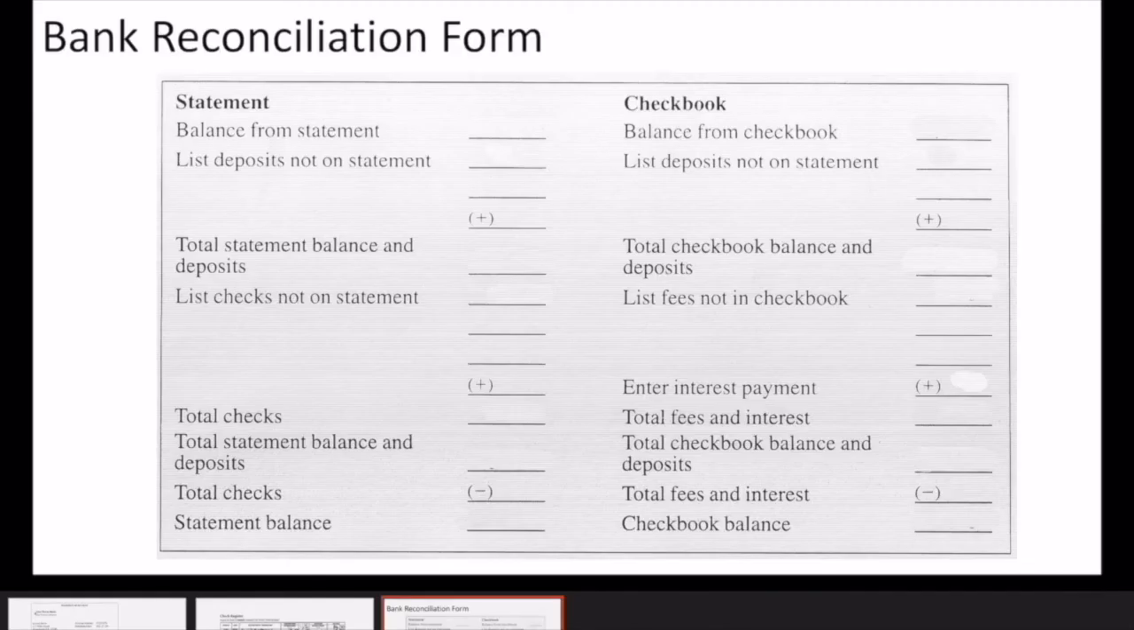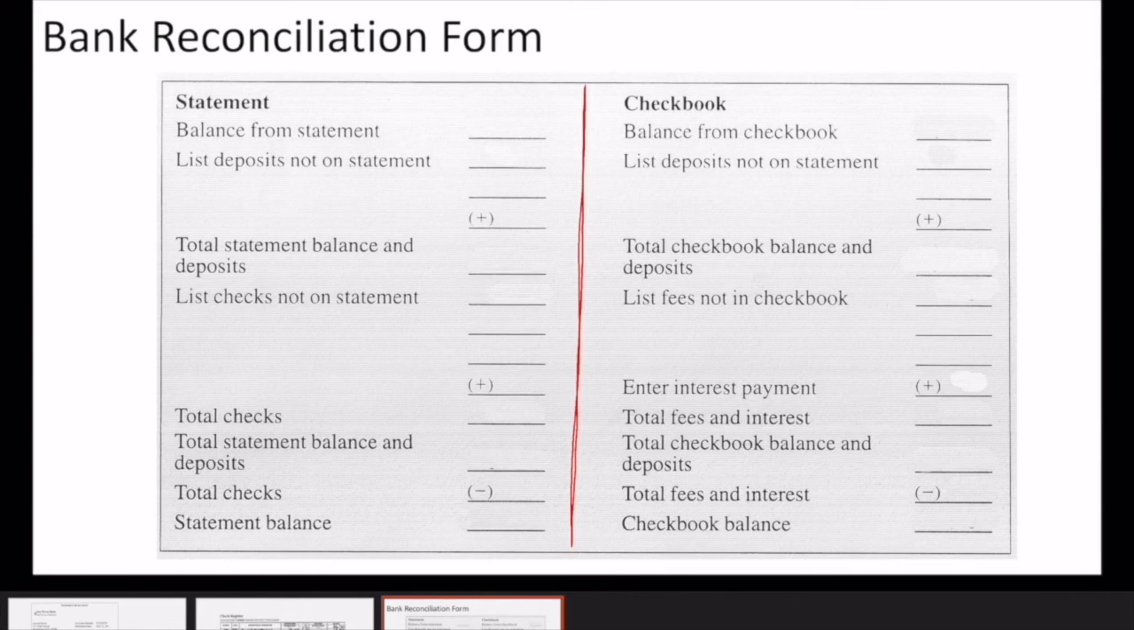So now it's time to reconcile the bank statement by using the reconciliation form. These forms come in a variety of looks, but they basically contain the same information. If you take a look at it, we have all the information here. We have our statement and our checkbook separated basically by a line. You can see the left side is for your statement balance, and the right side is your checkbook balance.